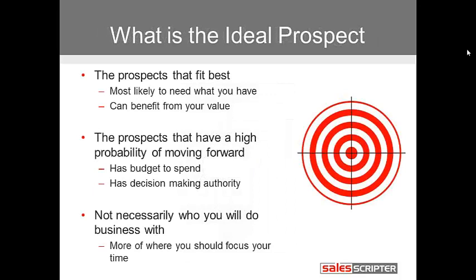We can apply that same concept with being a salesperson. If we know the details and the characteristics of what type of prospects we should be talking to and which type of prospects are most likely to purchase, we can be more successful. That's what this whole concept of the ideal prospect is centered around. This is the prospect that fits best with what we have to offer. It's the person that's most likely to need what we sell. What you sell provides some sort of value, and not everybody can benefit from that or needs that. It's also the prospect that has the most likely probability of moving forward.